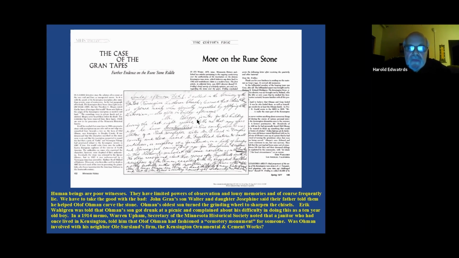I also found this memo that was written by Warren Upham, who was the secretary of the Minnesota Historical Society, to himself in 1914. He'd run into a janitor at, I think, a church, who had once lived in Kensington. The janitor told Upham that Olaf Ullmann had fashioned a cemetery monument for someone at one point. And that just brings me back to Ole Sarsland's firm, the Kensington Ornamental and Cement Works. They made cemetery monuments, and maybe Mr. Ullmann helped out in that.